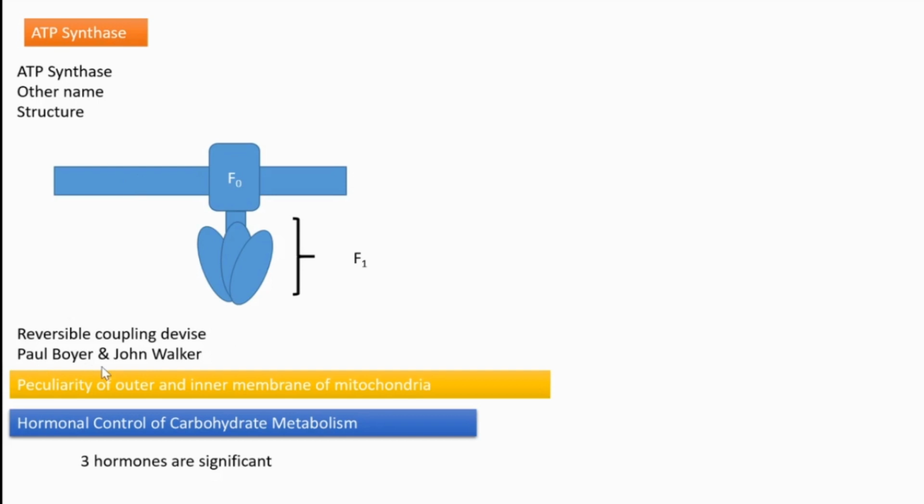Then there are two scientists who first elucidated this structure, and they were awarded the Nobel Prize for this. They are Paul Boyer and John Walker.